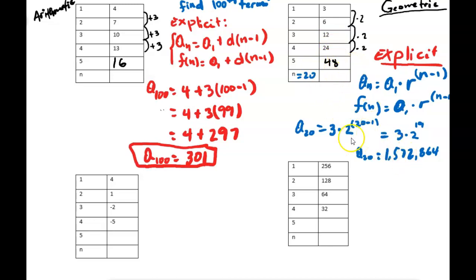Okay, so again, it's better to use the explicit formula when you need a term that you don't know, when you do not know the previous term of the term you're looking for. Okay, so let's look at another example. So I'm going to use this.